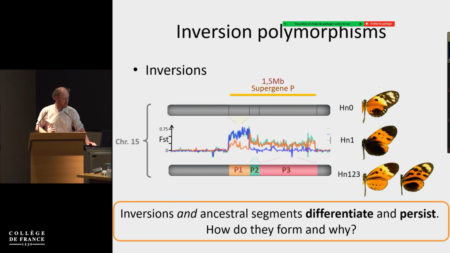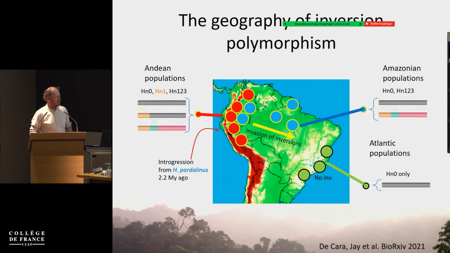There's a lot of differentiation, and it's been kept for several millions of generations. There's also an interesting geographic pattern in this inversion polymorphism. The 3 types are only found near the Andes. If you go into the Amazon basin, the lowlands, you only find 2 of the forms, and so you don't find the first inversion. So the intermediate step is not found in the Amazonian populations.